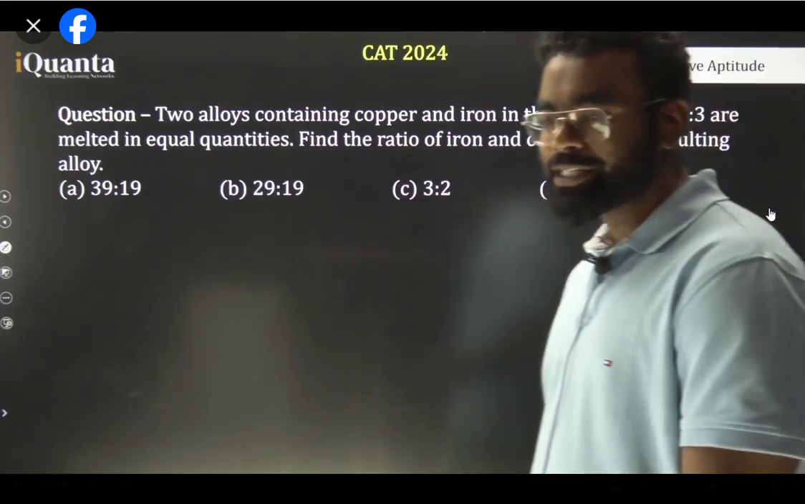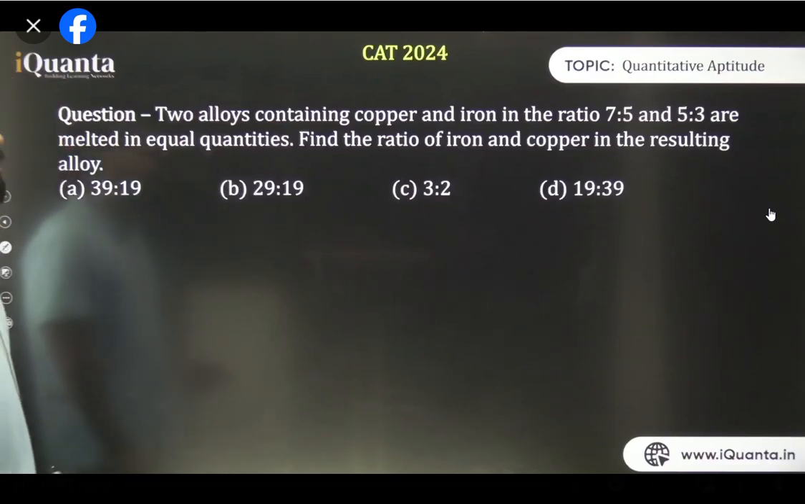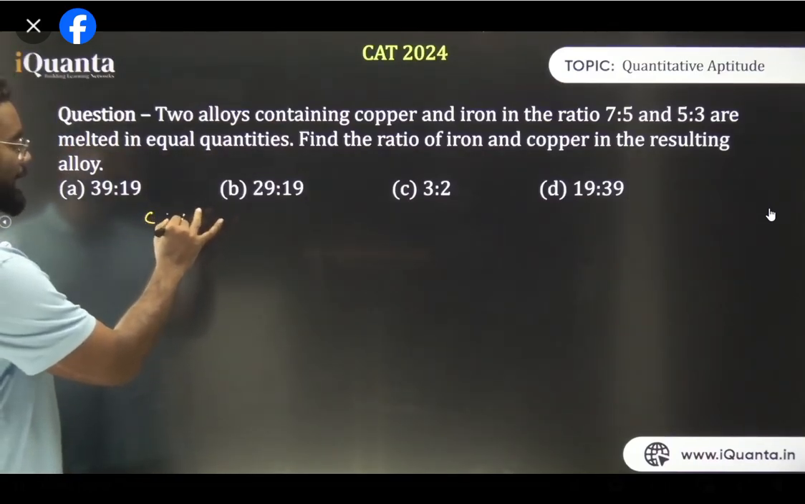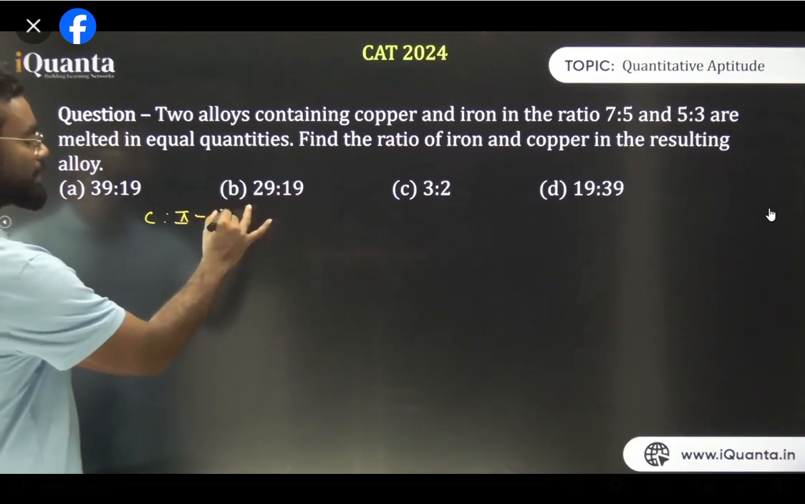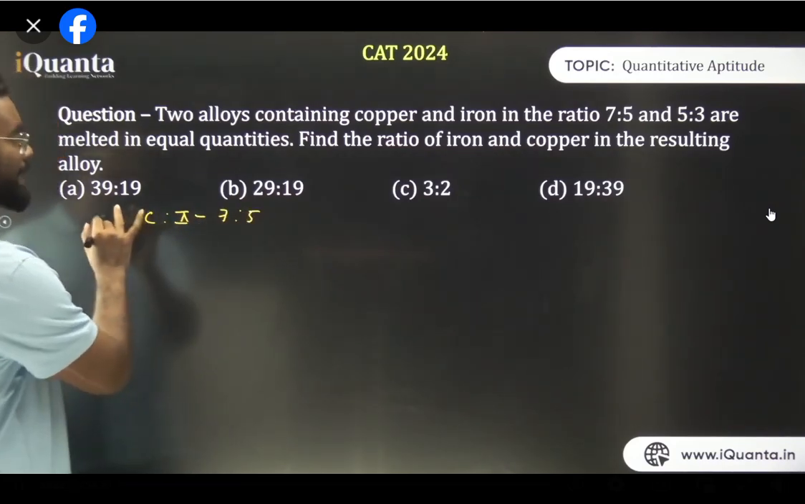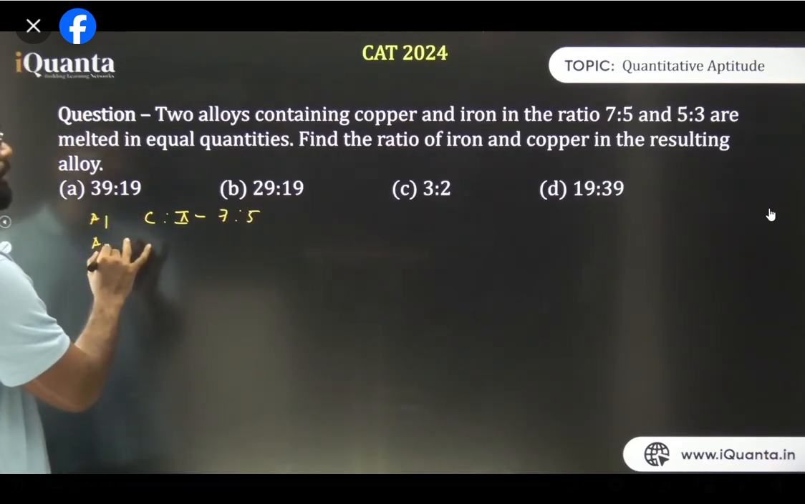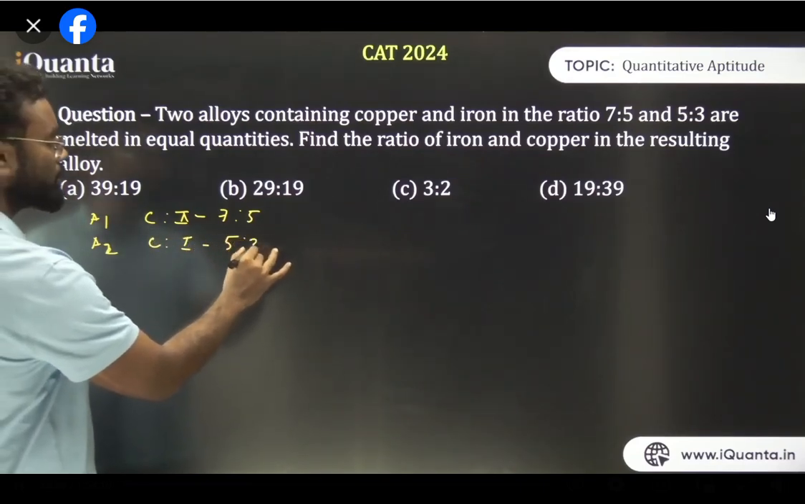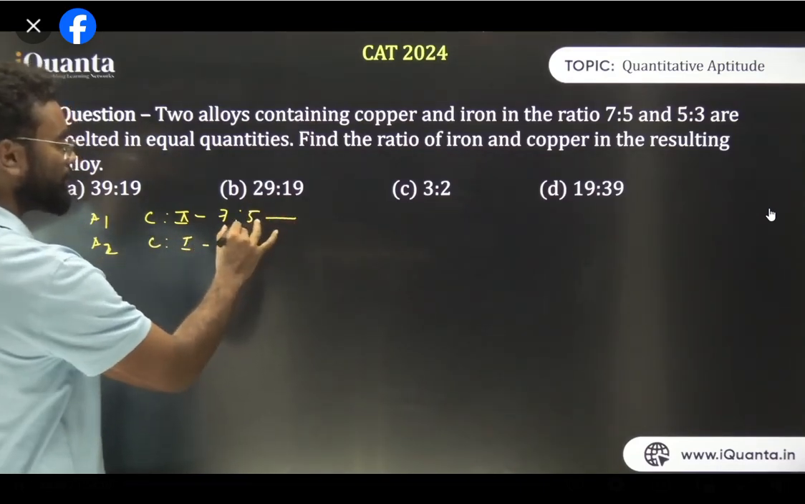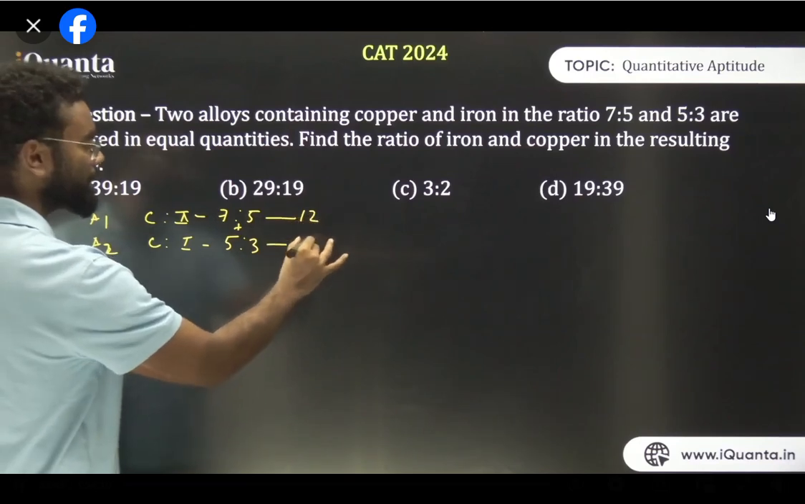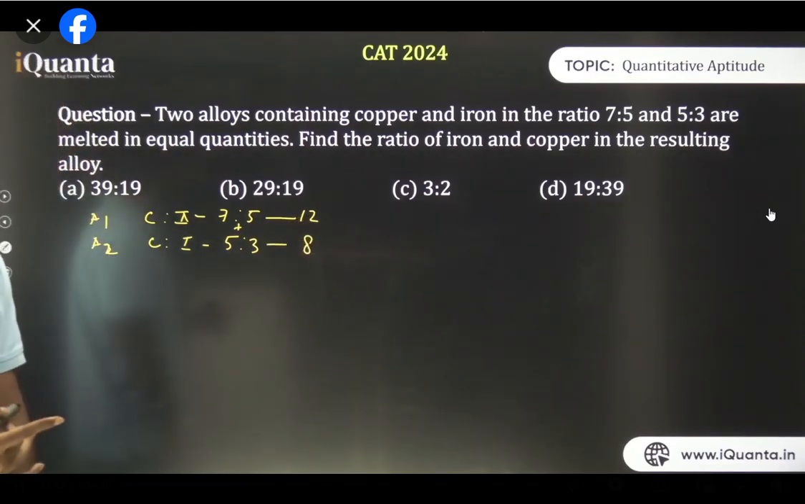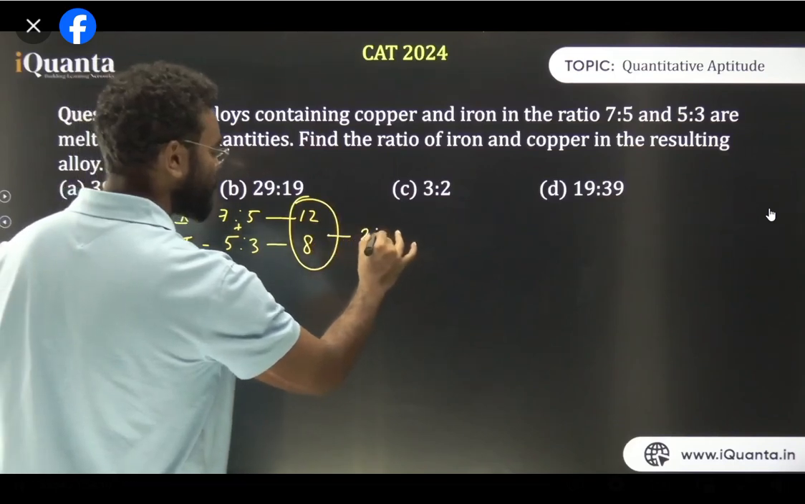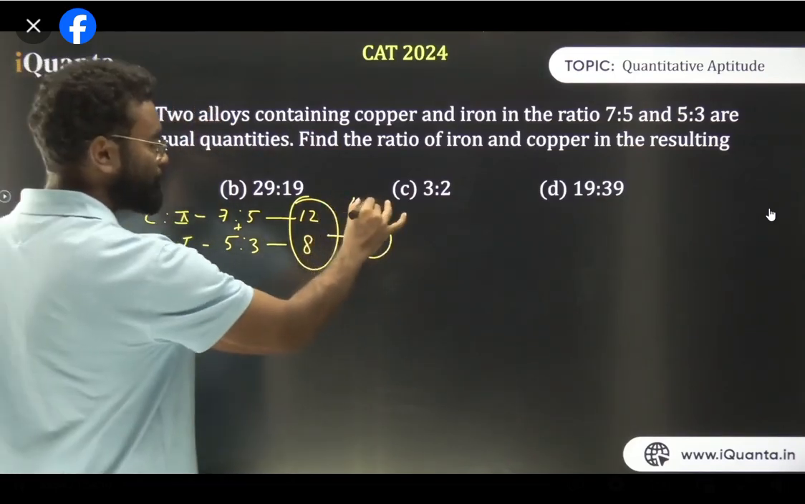So how to solve this type of question? Let's see. Now think about it, two alloys containing copper and iron. So I'm writing copper and iron. In the first case, alloy 1, it is 7:5. In alloy 2, copper is to iron is 5:3. If I add it, it will become 12, it will become 8. Now the number is not the same, so I need to take the LCM of 12 and 8, which is 24.